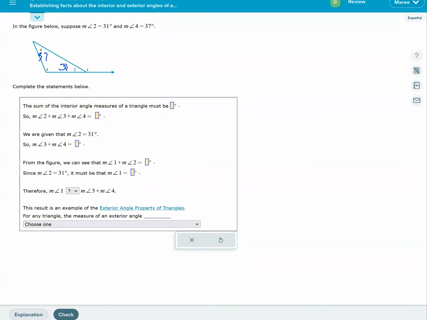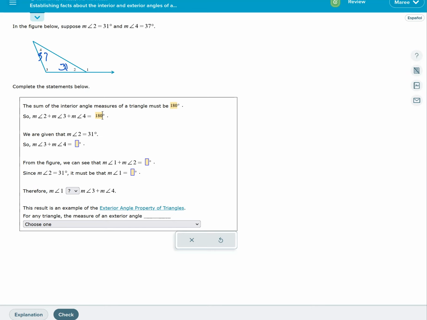The sum of the interior angle measures of a triangle must be 180. That's just something that we know about triangles. When we add the interior angles, we get 180 degrees. I believe this will be the first question. So measure angle 2 plus measure angle 3 plus measure angle 4 is 180. Looks like they'll just list those out.